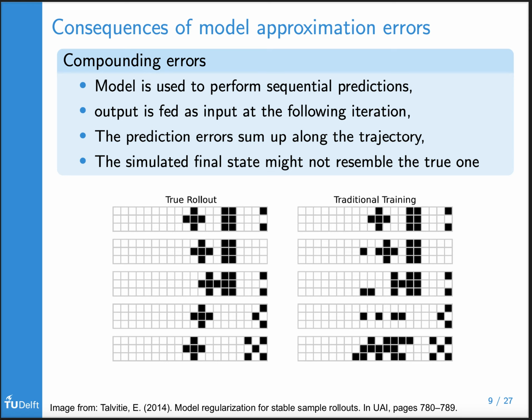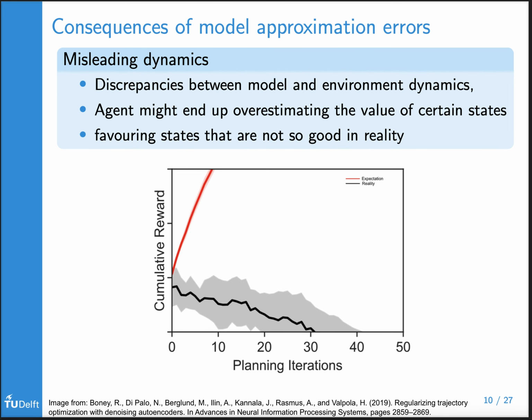An example of a consequence of approximation errors are compounding errors. Since the model is used to perform sequential predictions, its output is fed as input at the following iteration, and the prediction errors therefore will sum up along a trajectory so that the simulated final state will not resemble at all the true one, as we can see in the last line of the image. Another consequence are misleading dynamics. Since there are discrepancies between the model and the environment dynamics, the agent might end up overestimating the value of certain states, favoring states that are not so good in the real environment.